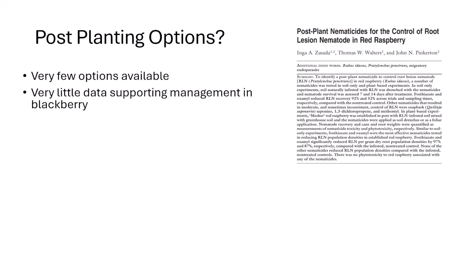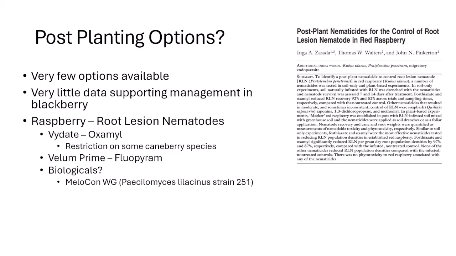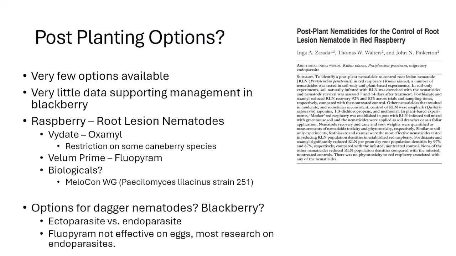Post-planting options, there's very few available, so there's very little data in general supporting management in blackberry once you have plants in the field. It's very hard to find anything on it, to be honest. In raspberry, they've looked at oxamyl, which is Vydate. There's a heavy restriction on caneberry species, so don't go out there and spray your blackberries unless you read the label very closely, because my guess is it's not labeled on blackberries, but it may be labeled in some states. Velum Prime, there's been some work in raspberry to show that it's pretty effective, and also in grapes, I believe. And then some biologicals. There's a lot of different options out there with some suggested potential benefits, but for dagger nematodes in blackberry, not sure.